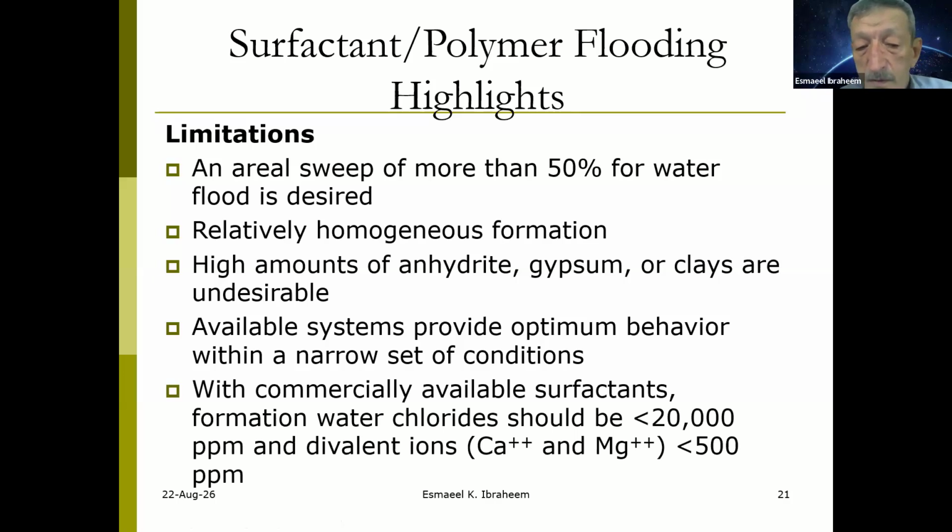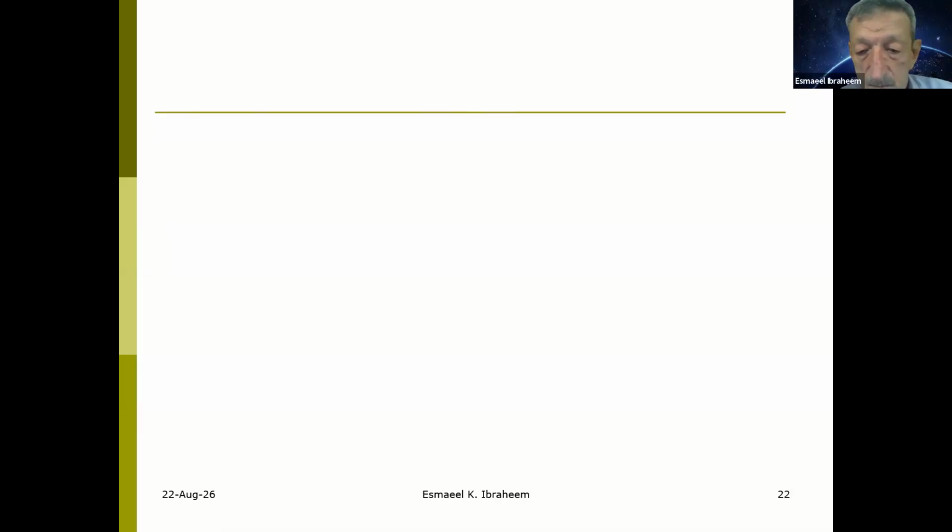Also, it comes with commercially available surfactants. Formation water chlorides should be less than 20,000 ppm, and divalent ions like calcium ion and magnesium ion should be less than 500 ppm. So that's what we said, the narrow set of conditions. We have to be careful about the concentration of these components. The chloride less than 20,000 ppm, and the calcium and magnesium ions should be less than 500 ppm.